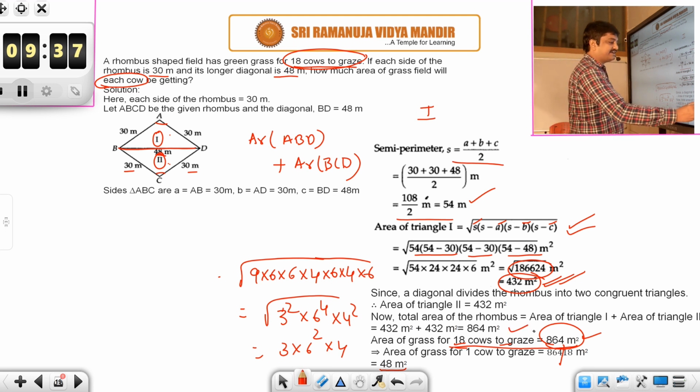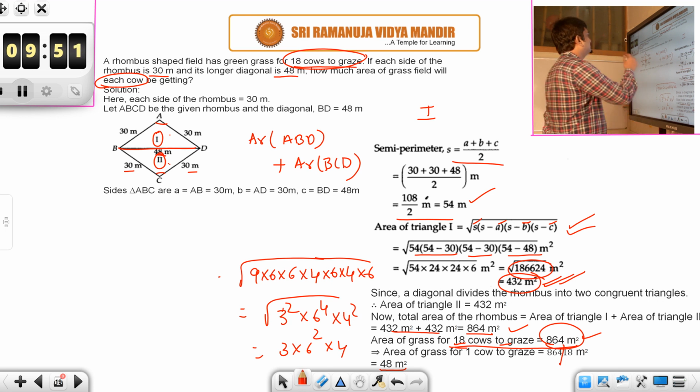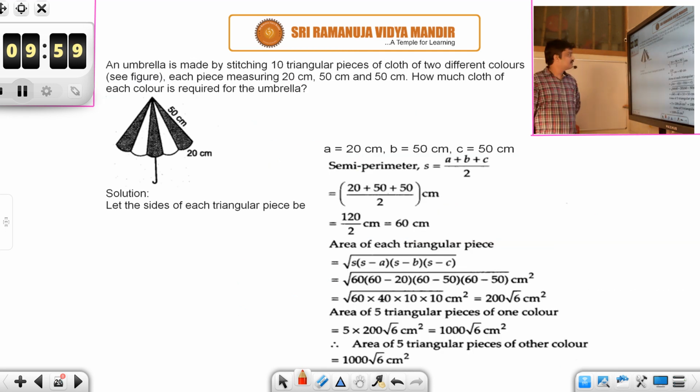Here, how did we get 864? We need to add these two triangle areas, so 432 plus 432, you will get 864. So this is the area available for all the 18 cows. But in the question we have been asked to find how much area each cow is getting, so you need to divide by 18. Okay, students, so let's move to the next question.